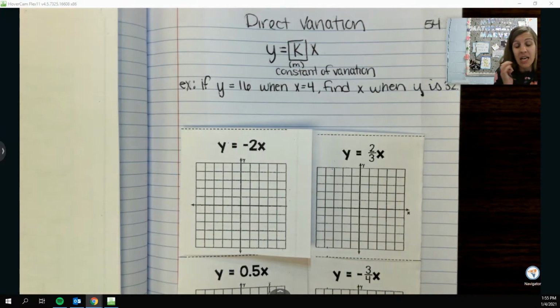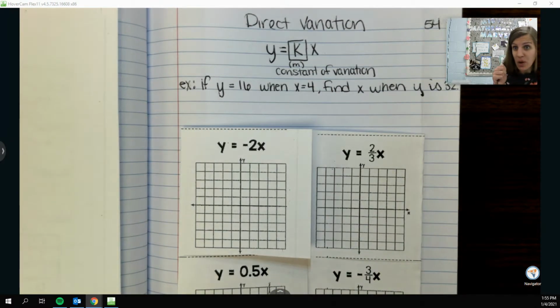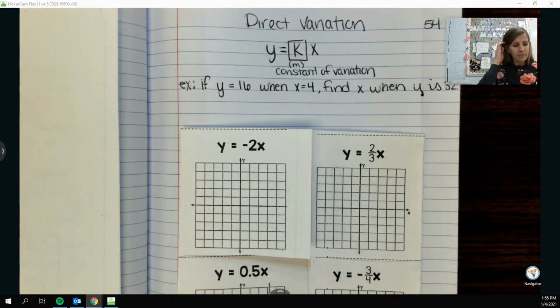So a direct variation graph will always go through 0. So it'll always go through the point 0, 0. And that's what makes it directly varying with x and y.